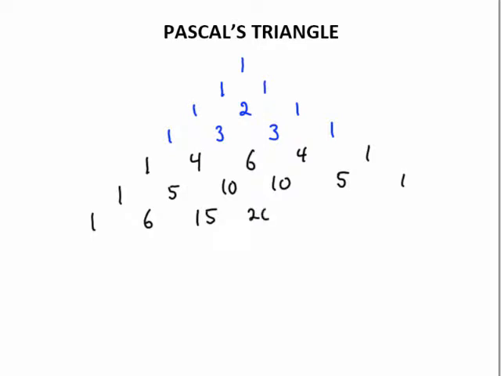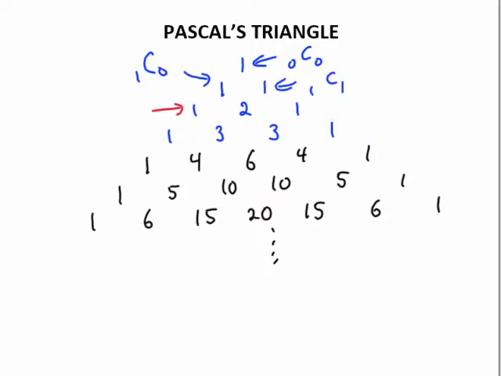And there are lots of patterns within this triangle that actually apply to a whole pile of things. But the reason I'm bringing it up now is that these numbers are actually the numbers for combinations. 0 choose 0 is 1. This is 1 choose 0. This is 1 choose 1.